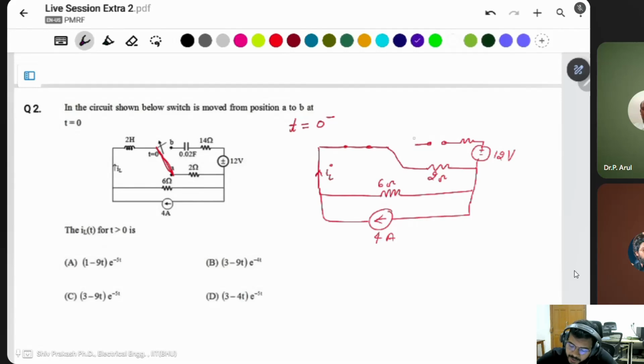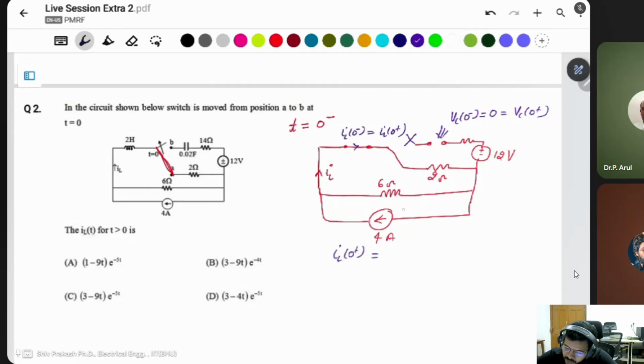This circuit is not completed, that's why this voltage is 0. So VC at 0 minus is equal to 0, the same as VC at 0 plus, the initial condition. What is this current? IL at 0 minus is the same as IL at 0 plus. This 4 ampere current is divided into two parts, the 6 ohm and the 2 ohm.